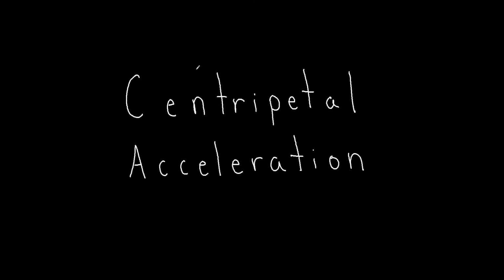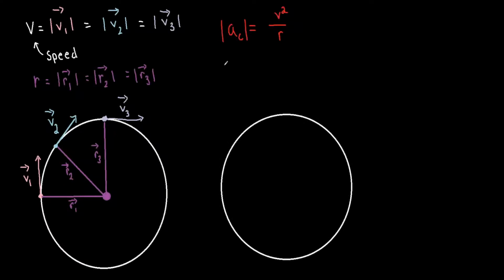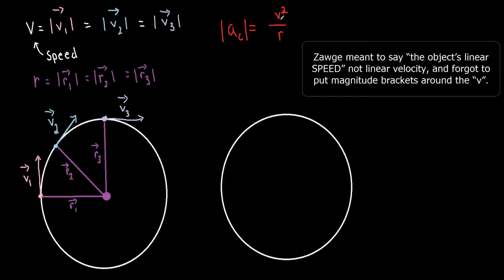In this video, we're going to get a visual understanding of the centripetal acceleration formula. So what I'm going to do is show you a general idea on how we get the magnitude of the centripetal acceleration to equal the object's linear velocity squared divided by the radius.